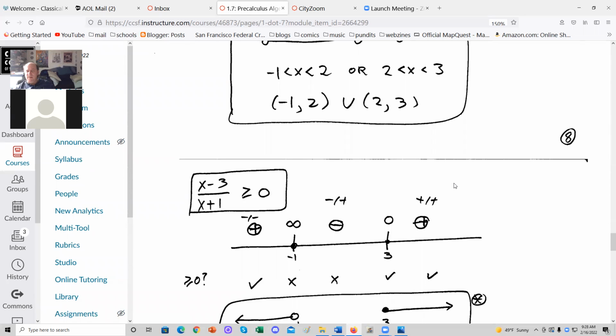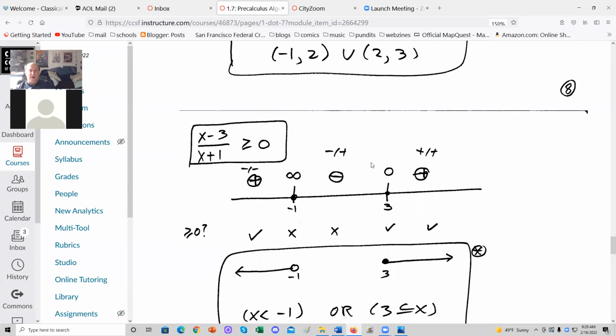Now we have an even nastier one. (x − 3)/(x + 1) is greater than or equal to 0. Okay, we have a division, so sometimes we'll get an infinity rather than a mere 0. All right, so here we go. At 3, it's 0. At −1, it's infinity. Above 3, plus over plus makes plus. Below 3 and above −1, it's minus over plus, which is minus. At −1, it's infinity, and below −1, it's minus over minus, which is plus.